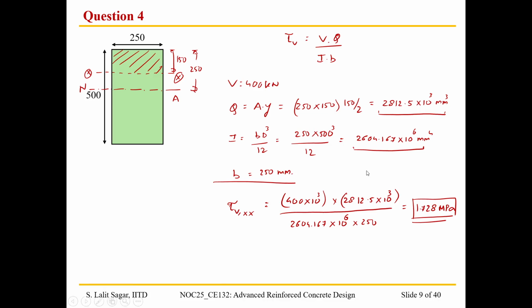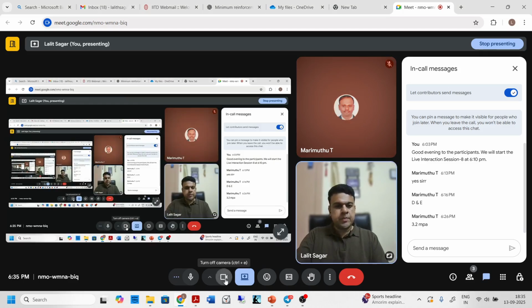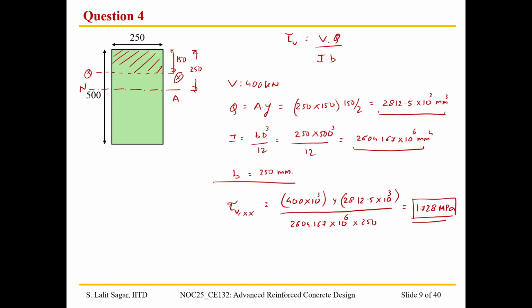Sir, can you please check and see if you're getting the same answer? Yes, sir, 1.73 MPa. Okay, thank you. So the correct response is option C. This is how we calculate the shear stress at a particular point. As I explained earlier, first we have determined the average shear stress. Then we are going to determine the shear stress corresponding to a particular axis or a particular point. Let us proceed to the next question.